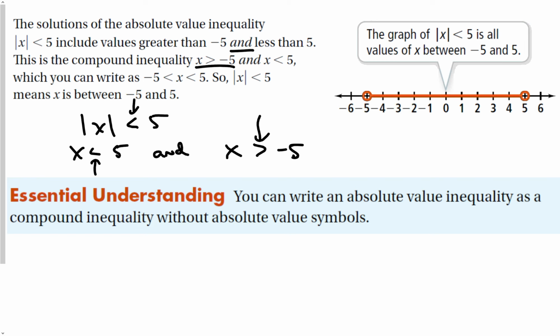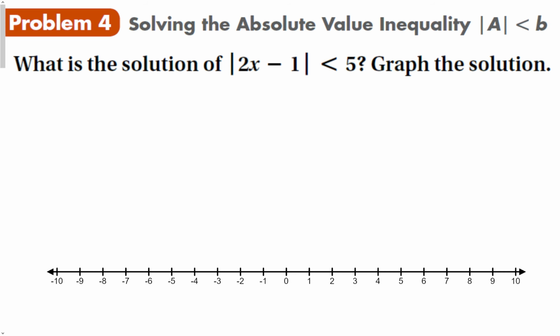Okay, so let's try it. Steps are still the same. Isolate the absolute value. Thankfully, it's by itself. This is a less than, so I know it's going to be an "and" inequality. So I'm going to start with 2x minus 1 is less than 5, and 2x minus 1 is greater than -5.